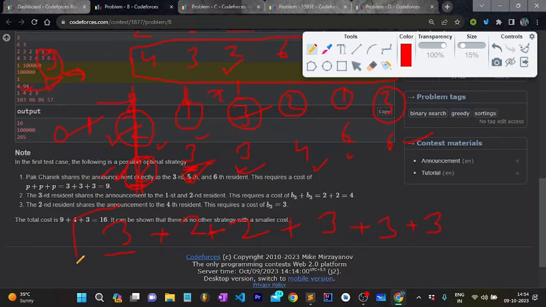Fine. So this is the total cost in order to share announcement to each person. How much do we have here? 3 3 9 3 3 6 9 11 13 16. 16 is the minimum cost which we will get. I hope the approach is very clear. We have already done the dry run on the given sample test case. Now just think how we can do this.